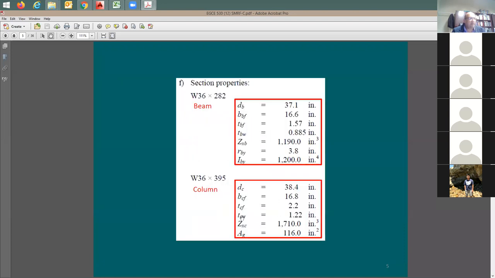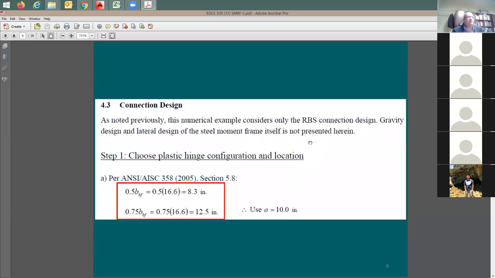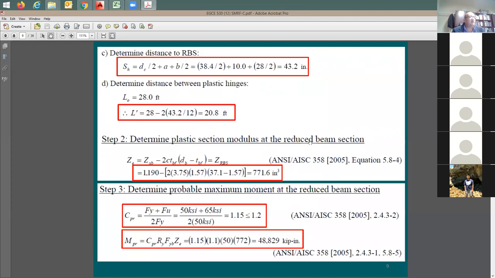If you look back, here's 1190 for the beam, ZXB. This is gonna be for the beam before the cut. And after the cut, this is gonna be ZE, right? You're gonna subtract all of these factors. Now it's gonna be a much reduced value. Now CPR, this is gonna be the increase because of the strain hardening, and it should be less than 1.2. Now what happens if it's gonna be more than 1.2? You just use 1.2. It's gonna be like a limit or a cap.